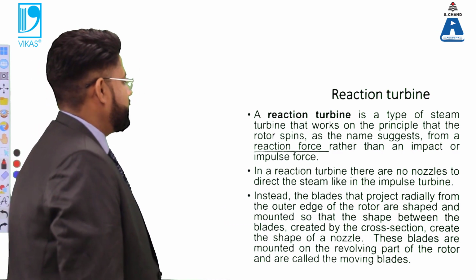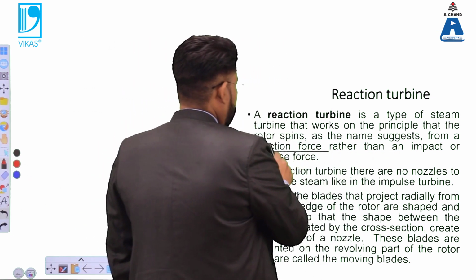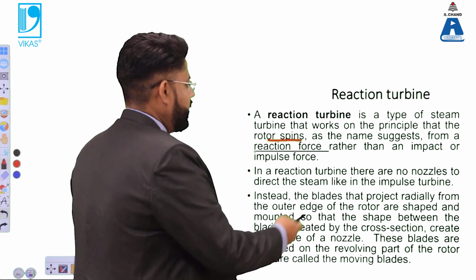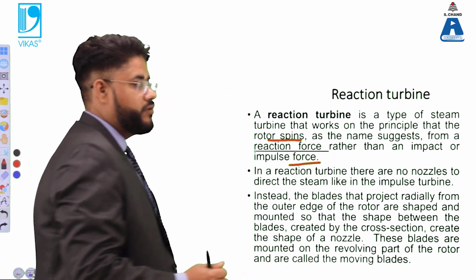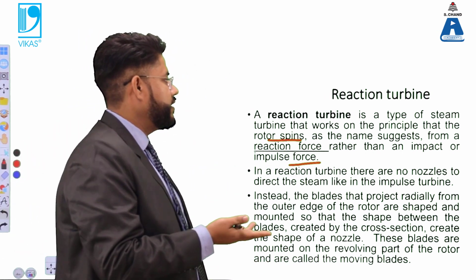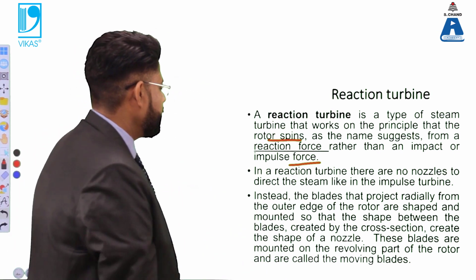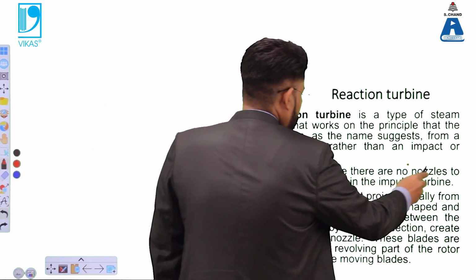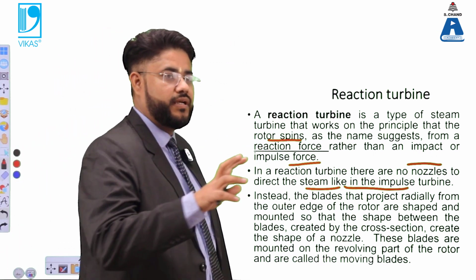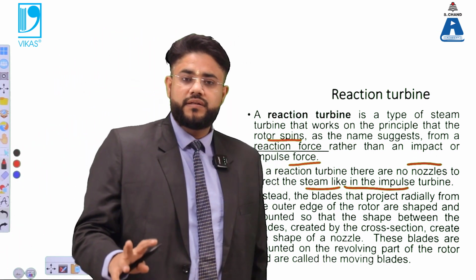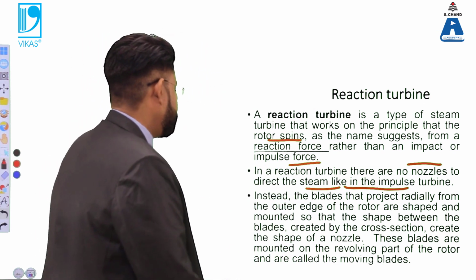Now coming to the reaction turbine. A reaction turbine is that particular type of turbine which works on the principle of rotor spin. As the name suggests, the reaction force is there rather than the impact or impulse force. In case of the impulse turbine, you had impact force. Now what is this reaction force? In the impulse turbine, we had a fixed nozzle, and that fixed nozzle was impacting the steam on the surface. But here we don't have any nozzles to direct the steam.